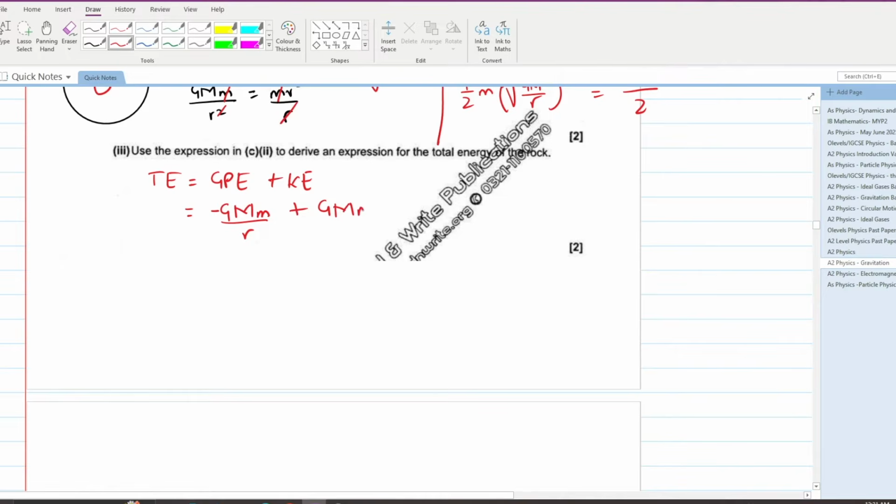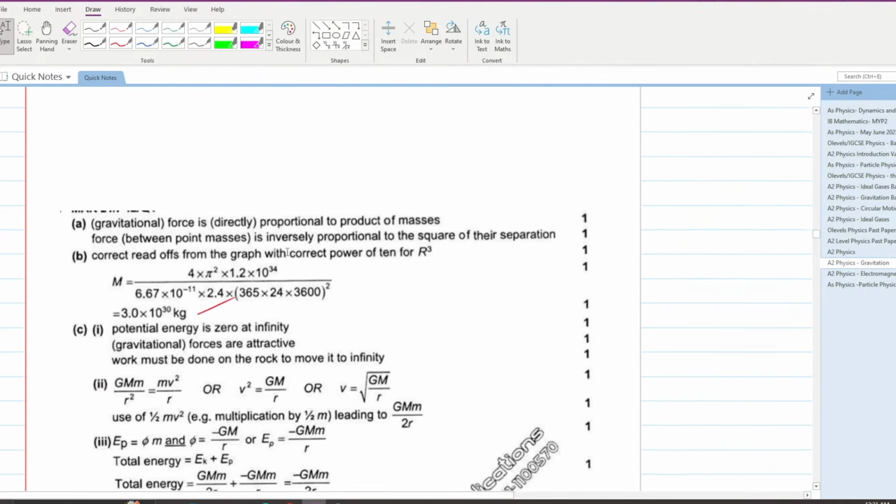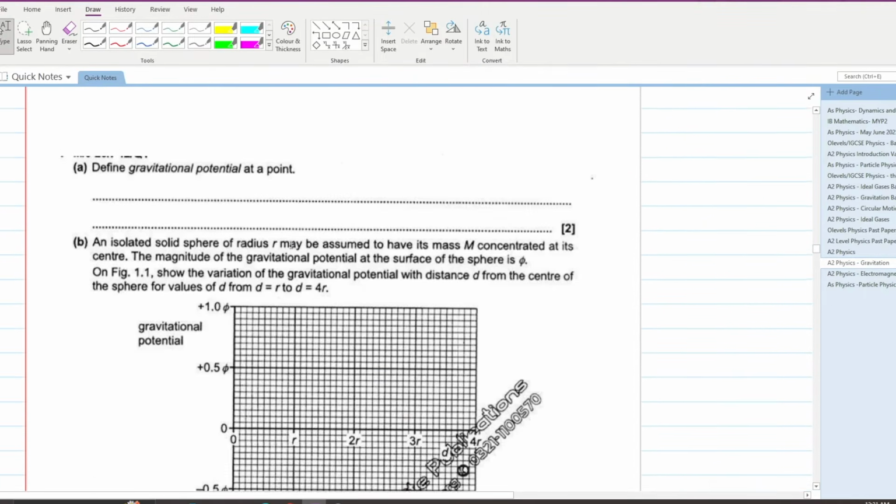Capital G capital M small m divided by 2R. If I take an LCM, the answer comes out to be minus capital G capital M small m divided by 2R. This is your total energy formula. Let's move further. Yes, we have calculated it correctly.